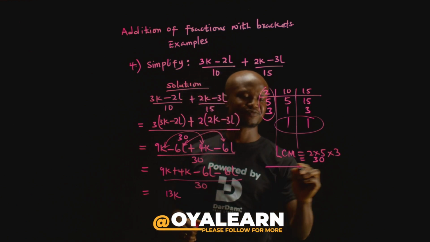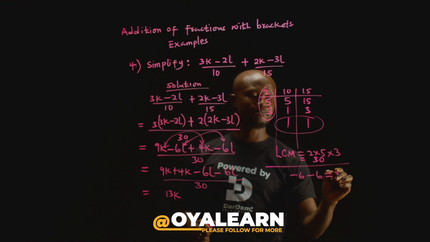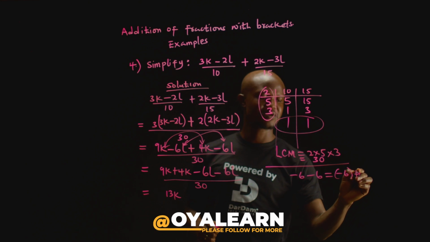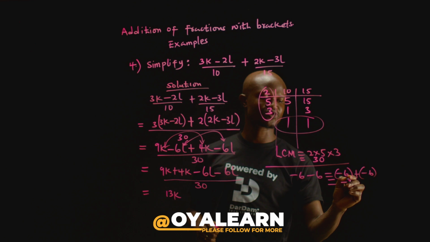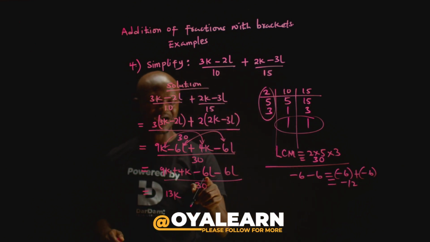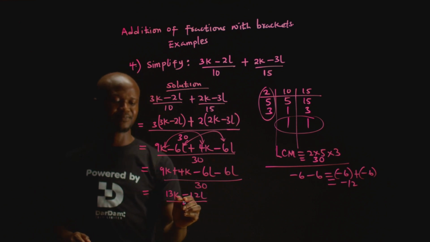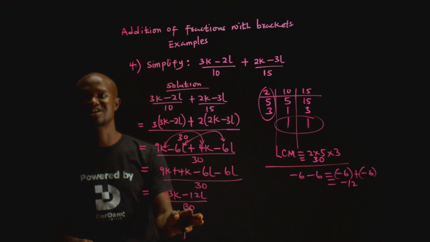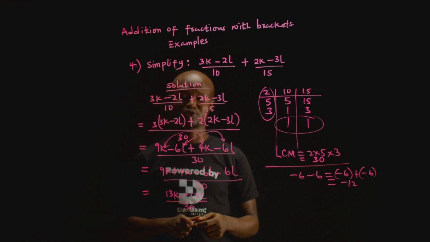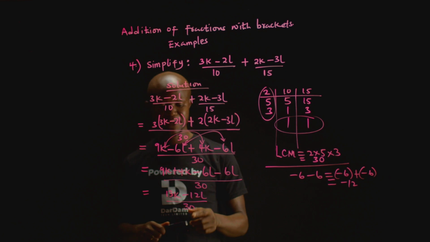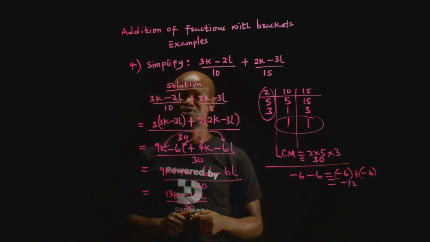When you have minus 6 minus 6, it means minus 6 plus minus 6, and this will give us minus 12. So, here we are having minus 12l divided by 30. We now have a single fraction. So it means that the answer to this problem is (13k minus 12l) divided by 30. That is the solution to the problem.